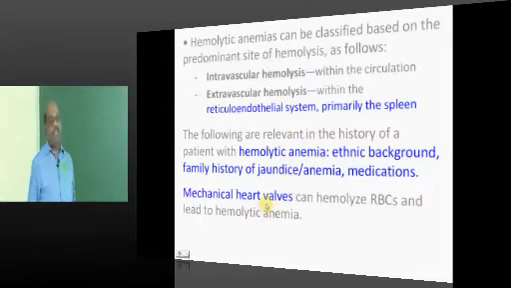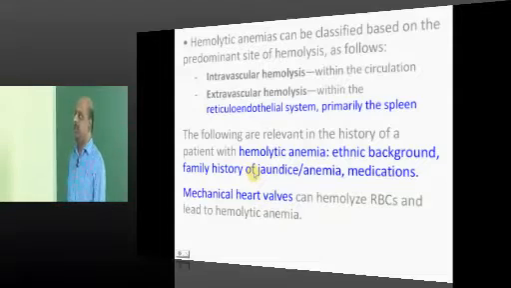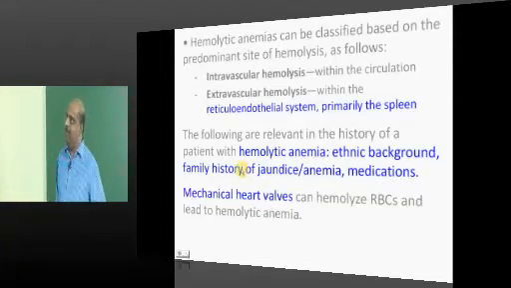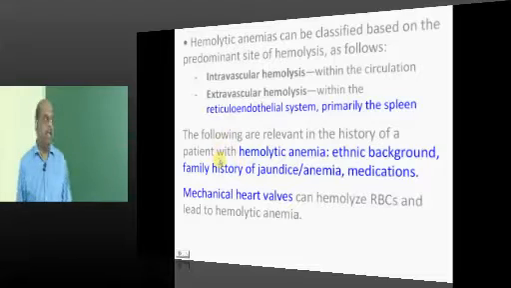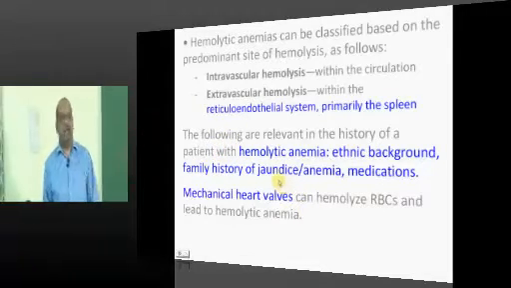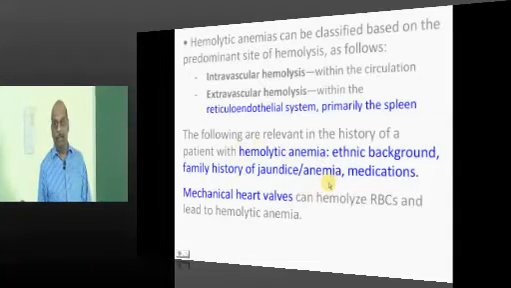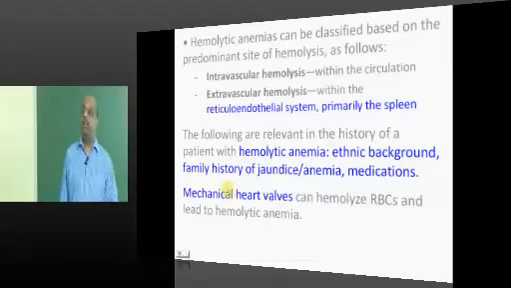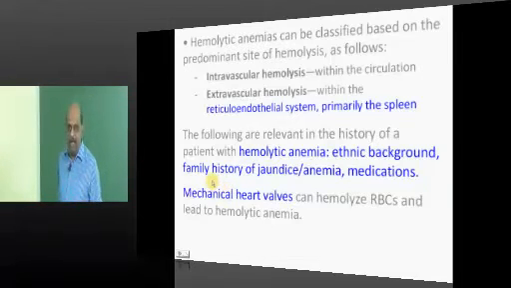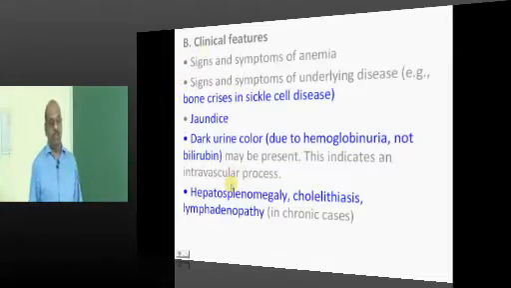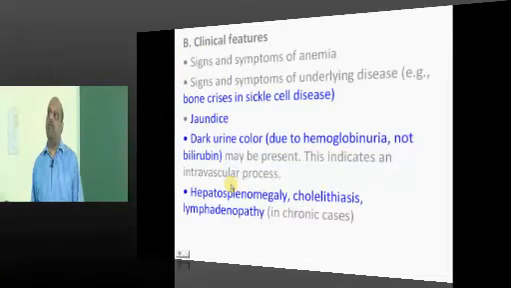Now, we always need to take the history of consanguinity, and history of whether they come from any tribe where the incidence of thalassemias is very, very common, is what needs to be remembered. Then we should always take the history of possibility of an underlying mechanical valve, prosthetic valve, that needs to be identified. So that is how we approach the problem of hemolytic anemia.